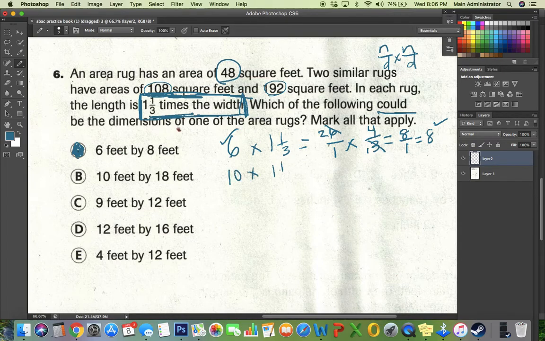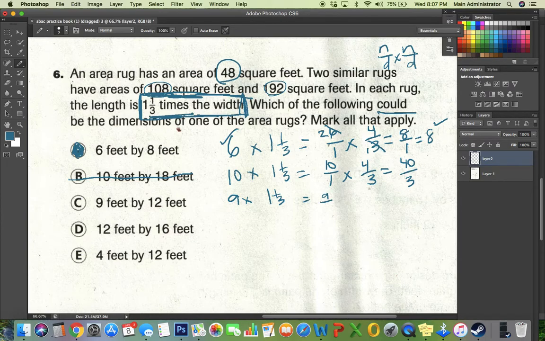10 times 1 1/3 equals 10 over 1 times, and I'm just going to do my work again right here because I already did it. 4 over 3 for everything. 4 and 1, nope. 10 and 3, I can't cross cancel anything, so I'm just going to multiply straight across. 40 over 30. I'm going to stop right here because I know 3 does not divide evenly into 40. So B is out. It's not going to be 18. Let's take a look at 9. 9 times 1 1/3. And I'm taking the first term because it's the smaller term.